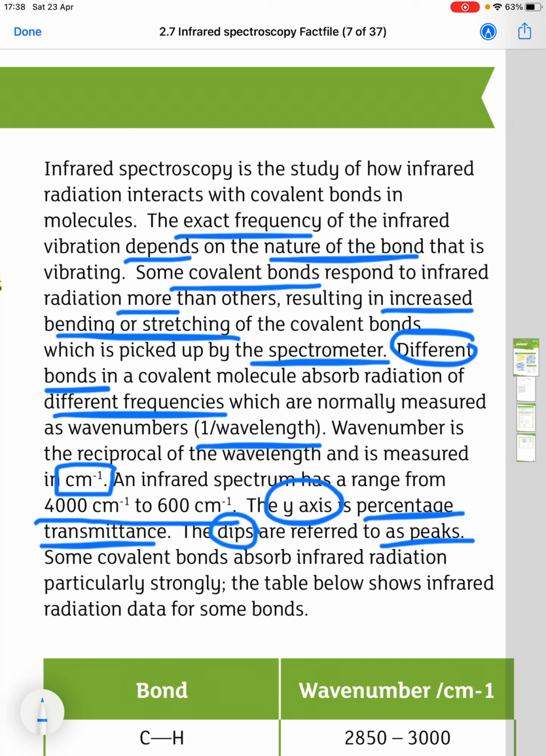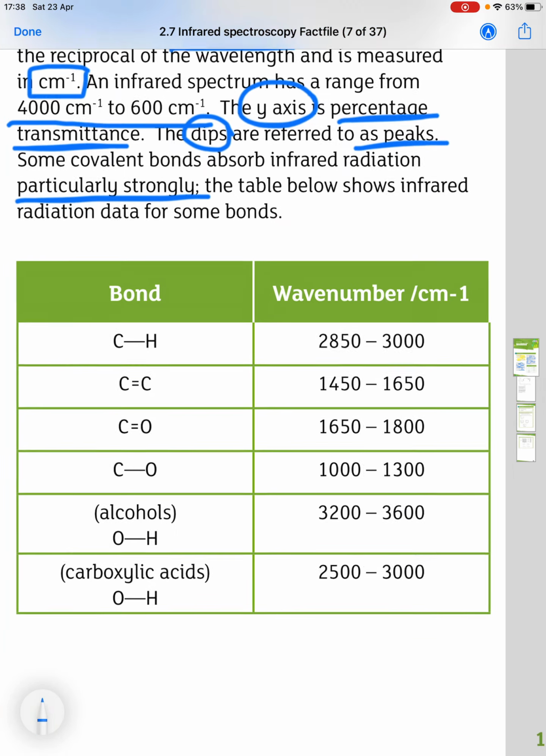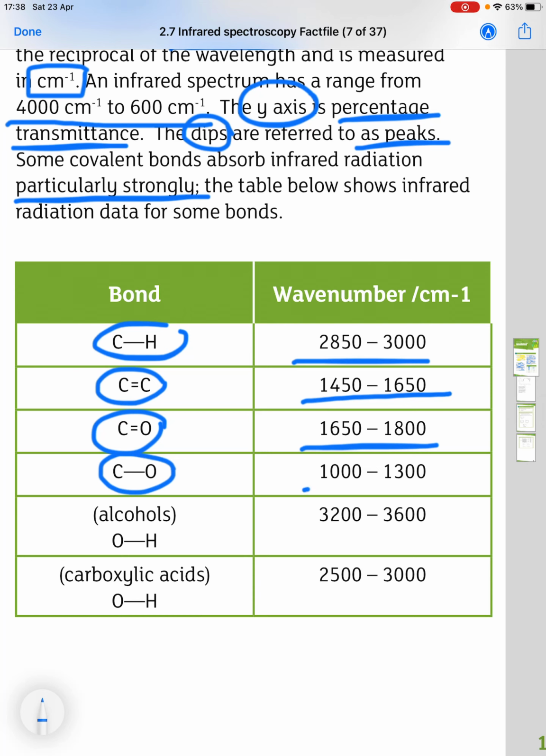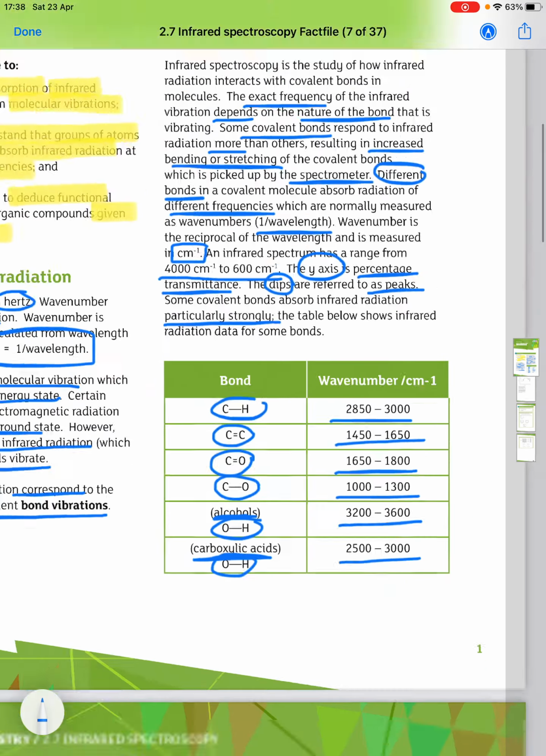And some covalent bonds absorb infrared particularly strongly, and the table below shows infrared radiation data for some bonds. So for the carbon to hydrogen bond, it's between 2,850 and 3,000. Carbon-carbon double bond, 1450 to 1650. The C=O carbonyl bond, 1650 to 1800. Carbon to oxygen single bond, 1000 to 1300. The OH in alcohols, from 3200 to 3600. And the OH in carboxylic acids, from 2500 to 3000.